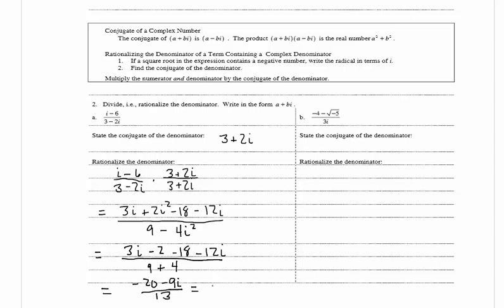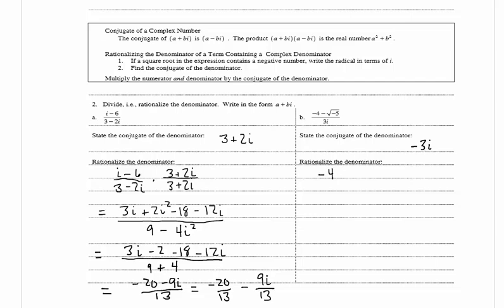And we could write this as negative 20 divided by 13 minus 9i divided by 13. In b, we have negative 4 minus the square root of negative 5 divided by 3i. And the first thing we want to do is state the conjugate. And that's going to be negative 3i. And now we want to rationalize the denominator.